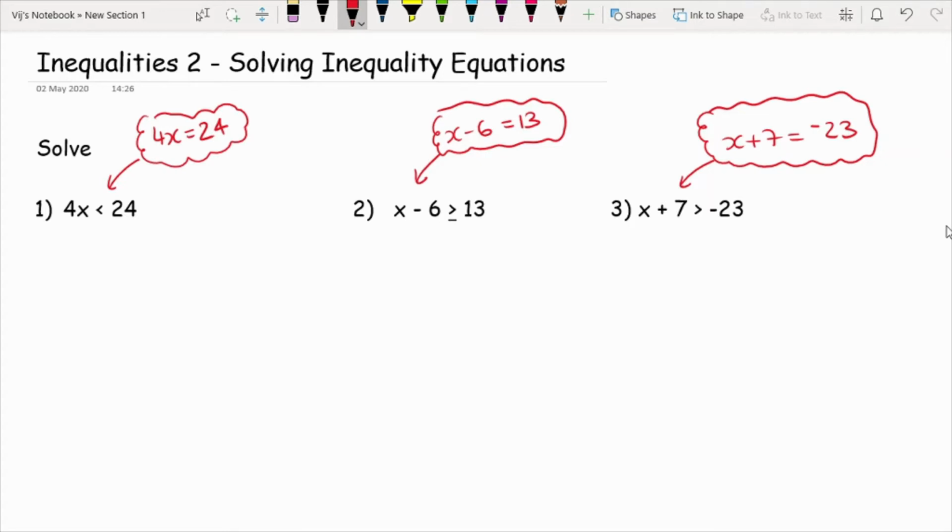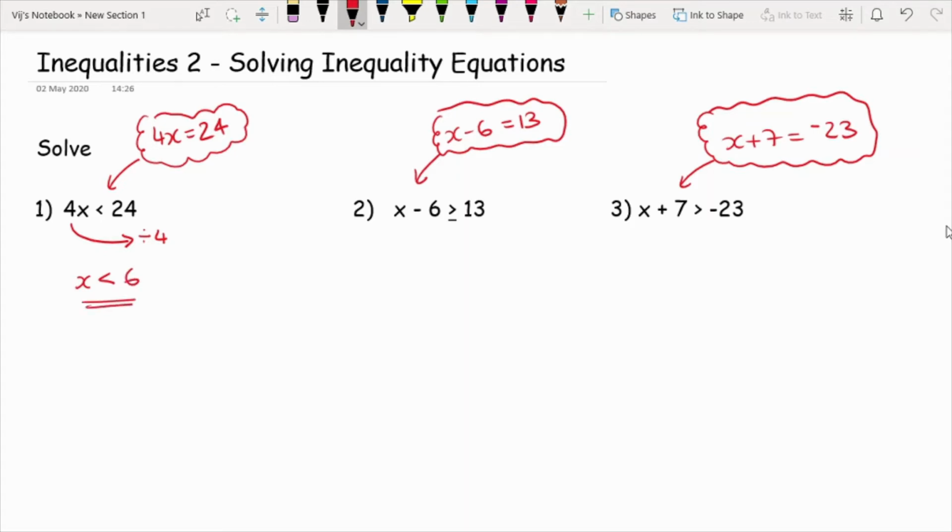Looking at question 1, what's on the same side as x that I need to get rid of is the 4. So I ask myself, what is the 4 doing to x? Well, it's multiplying. So to get rid of it, I need to divide by 4. Now I'm going to have x by itself. The inequality stays in the same direction, and then I've just got to do 24 divided by 4, which is 6, and that there is my final answer.